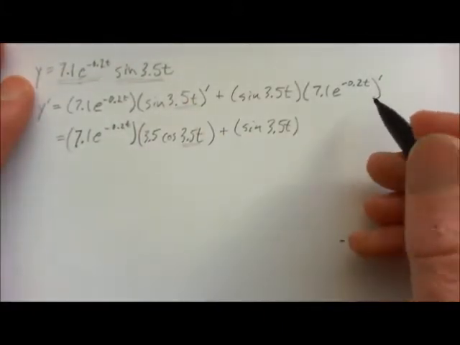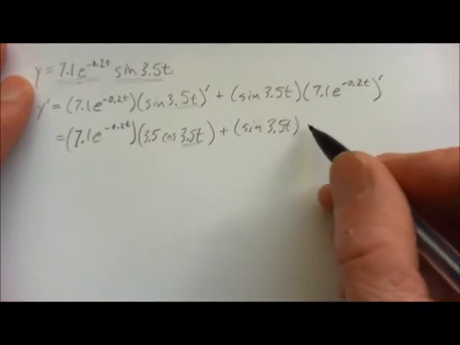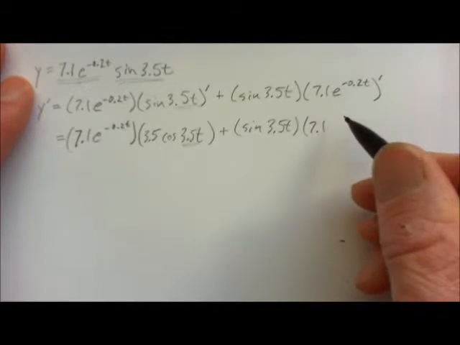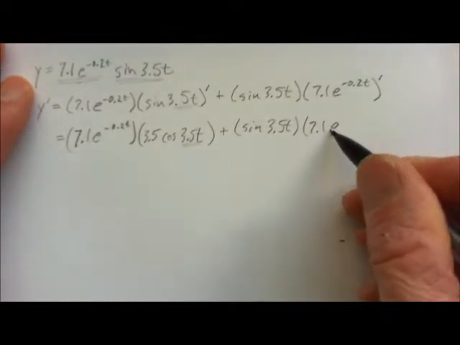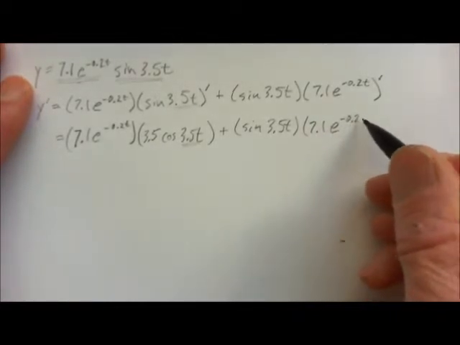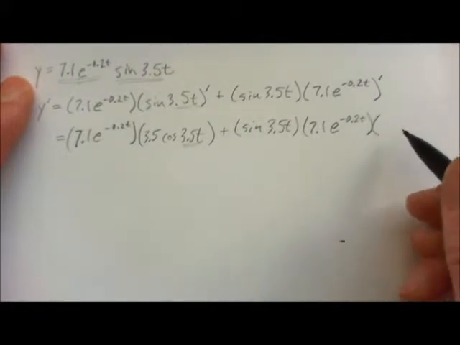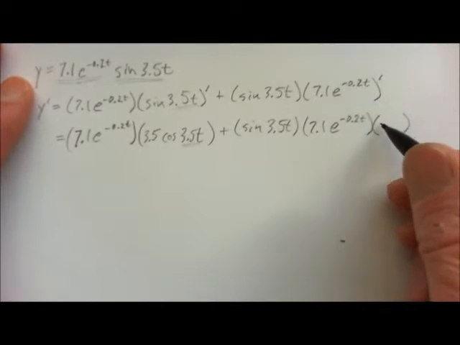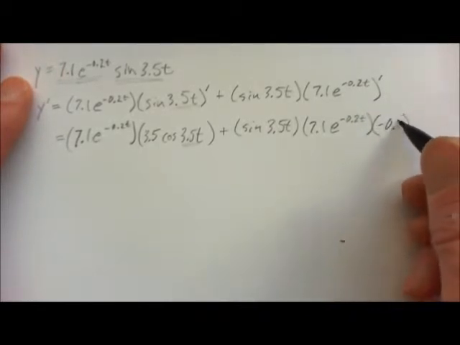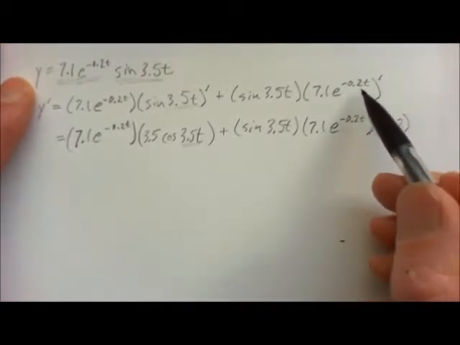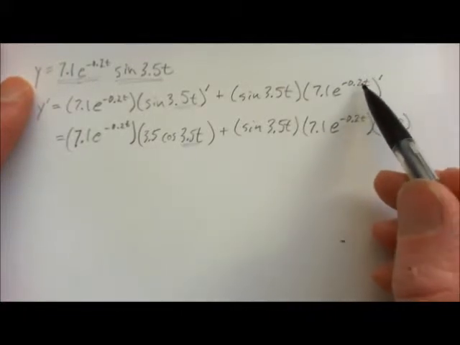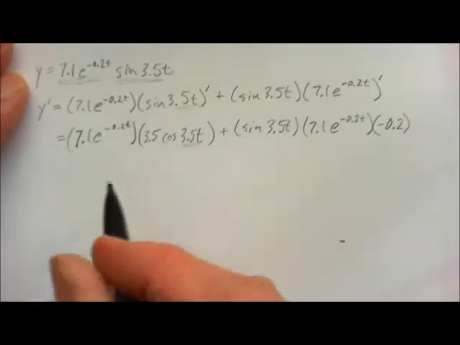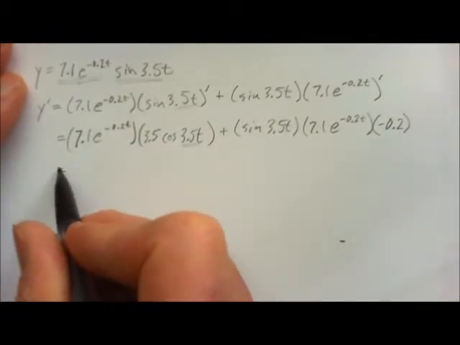And the derivative of this portion, let's just do it like this. Let's leave that constant, 7.1, because it's a multiplied constant. We have e to the minus 0.2t, our exponential doesn't change. But then we have to multiply by the derivative of this exponent, which gives us a negative 0.2 factor. The derivative of negative 0.2t is just negative 0.2. So at this point we're actually done taking the derivative, but we need to tidy up a bit.